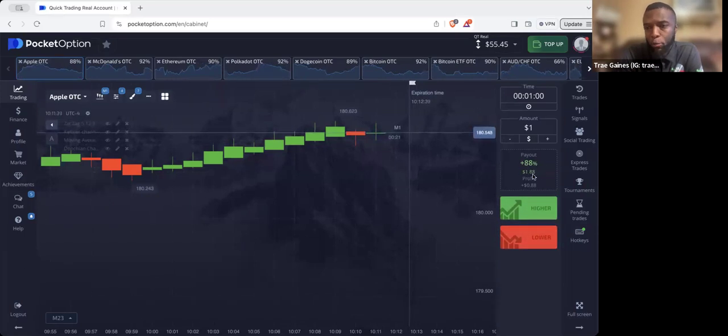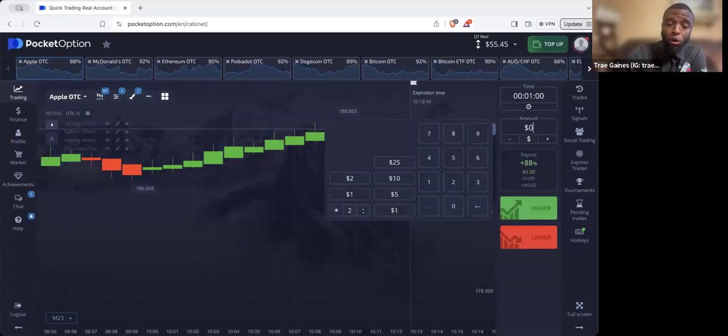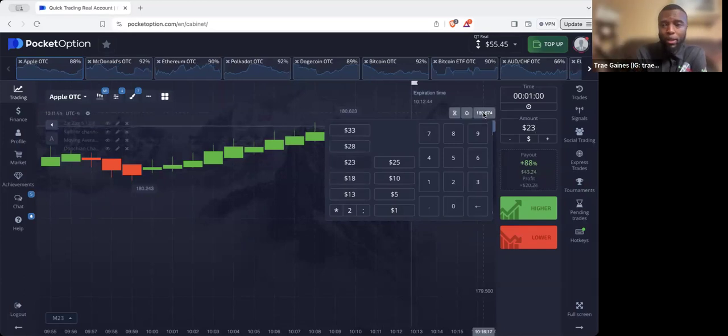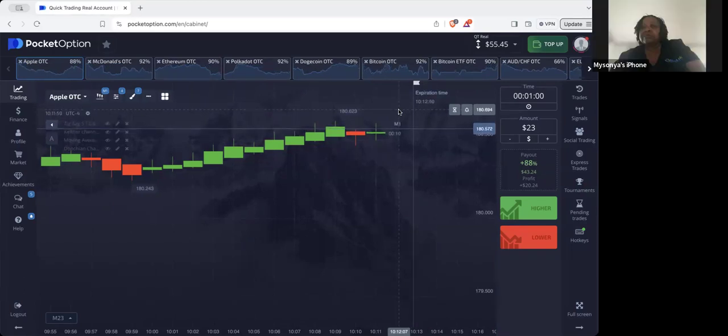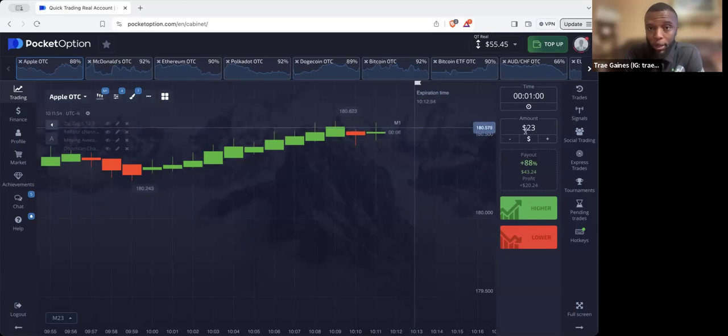And then if you look at the 92%, one thing that I love about this type of trading, rather than regular Forex, is I know what I'm gonna win or lose before I even get in the trade. I can lose $23 right here, or I can make $20.24. I know everything before I actually get into the trade.